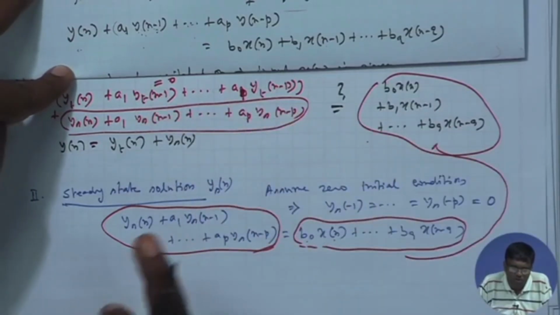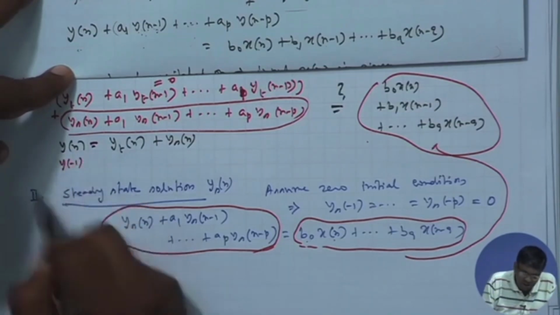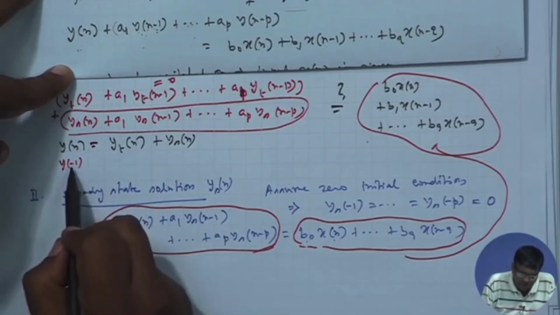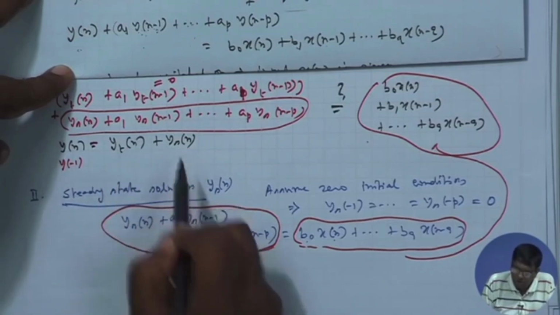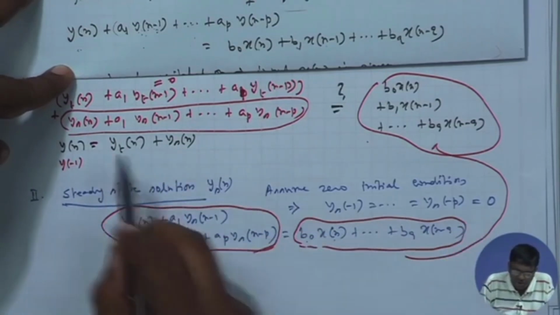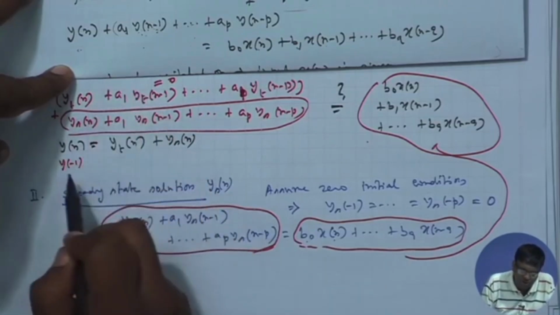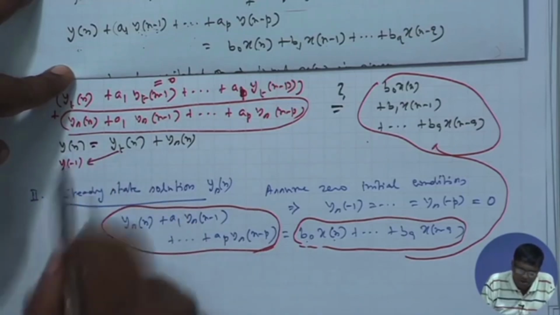Also, how about the initial conditions? Is this y minus 1 equal to the given one? Answer is yes, because y minus 1 means y t minus 1 plus y s minus 1, but y s minus 1 was taken to be 0, and y t minus 1 was taken to be the given initial condition y minus 1. So, that comes back here. Similarly, y minus 2.